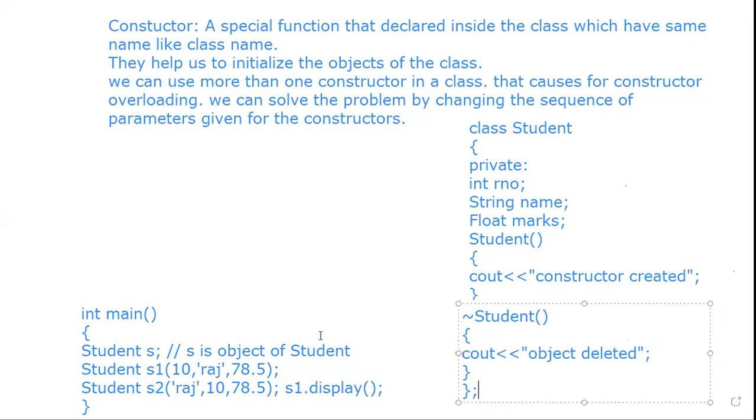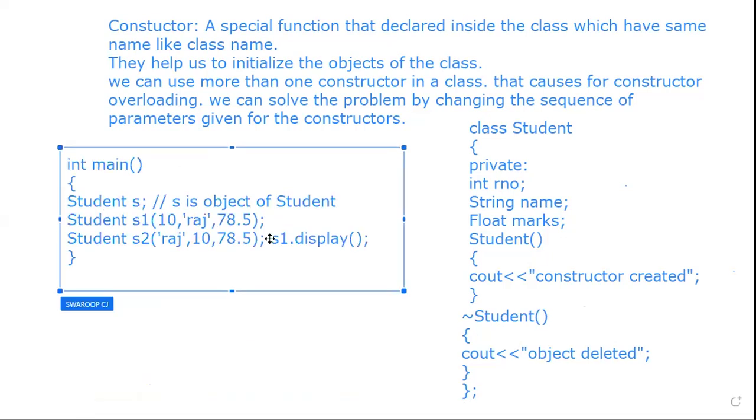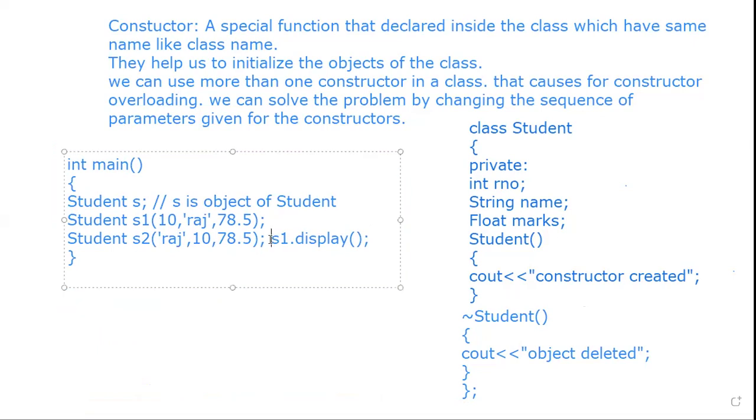So in this case, whenever you call the main method, what will happen? It looks for the default constructor, and we will get the message that the constructor is created. Second one is S1, S2. What happens when you say S1 dot display? It will take the first object values, 10, Raj, 78.5, display the values of them, and finally we will get the message that the object is deleted.